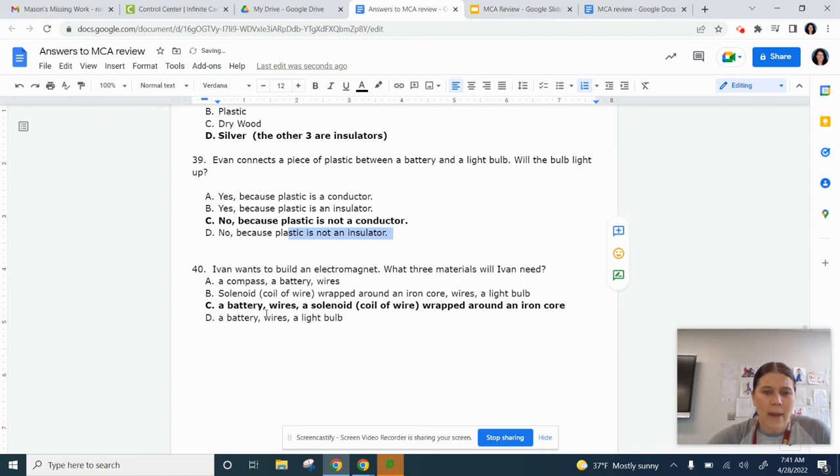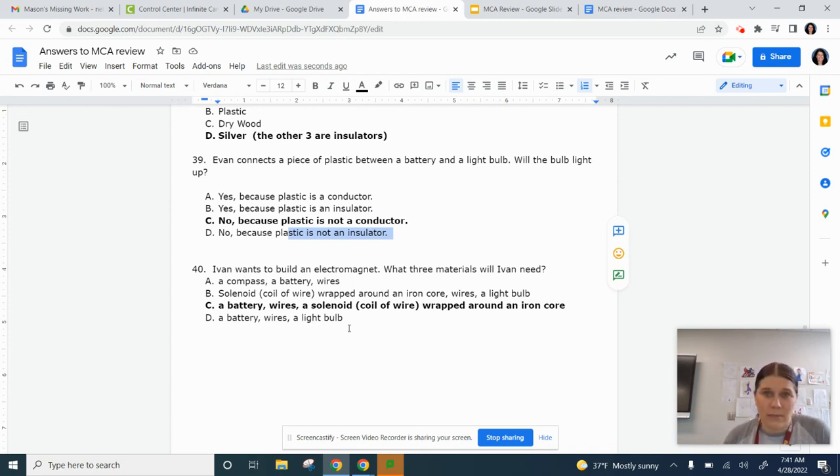40, you need a battery, wires, and that wire wrapped around it for a solenoid. Okay, for an electromagnet, 40 is C. If you're trying to make a circuit, that's different. Then you need D. This isn't a circuit. This is an electromagnet. It's just a really heavy or a really high-powered magnet.